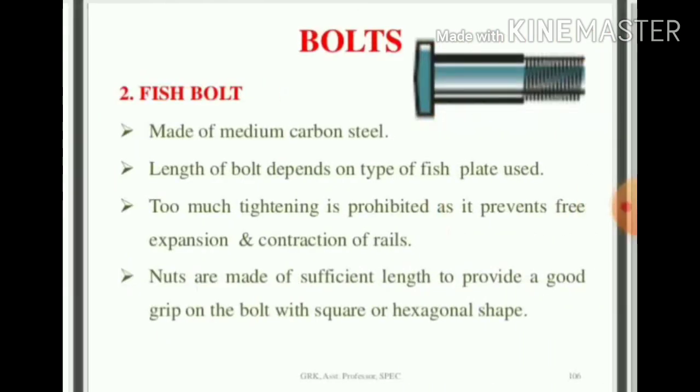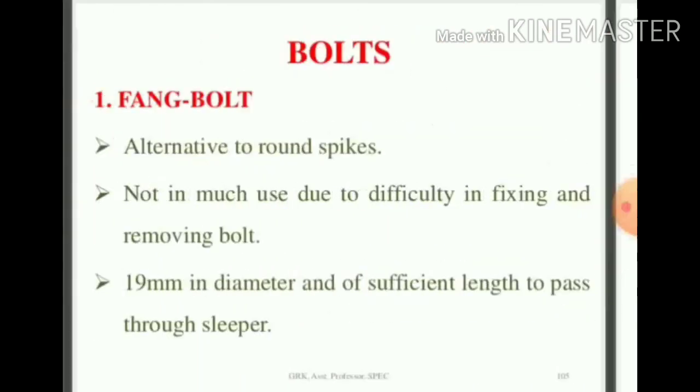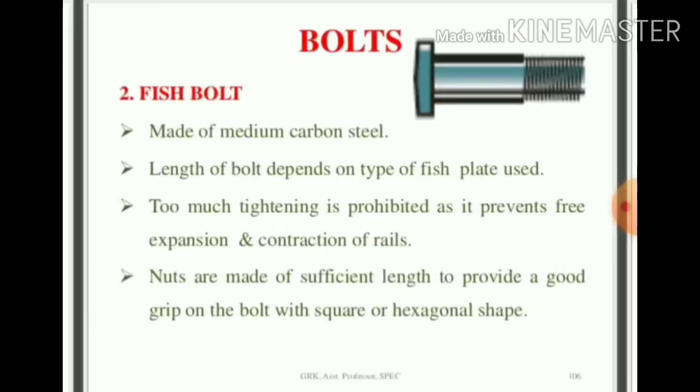And there are also different types of bolts. First one is the fish bolt, fang bolt and fish bolt, made from medium carbon steel. The fish bolts are made from medium carbon steel, and the length of bolts depends on the type of fish plate used. So the length we need to take for a fish bolt depends upon the type of fish plate which we are using, and too much tightening is prohibited as it prevents free expansion and contraction of rails.